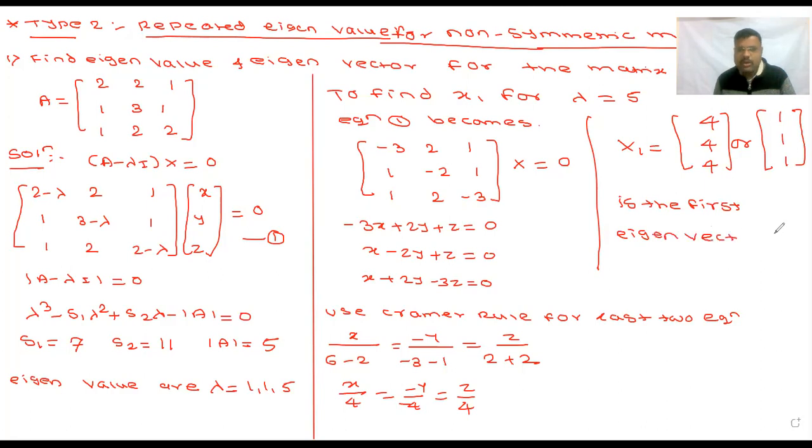So up to this any problem? Hello. Up to this any problem? No, sir. Okay, if you have any problem, please ask me. We just wait for a few minutes. Rest of people just write down all this. Then we go to the second eigenvector. How to find the second and third eigenvector?